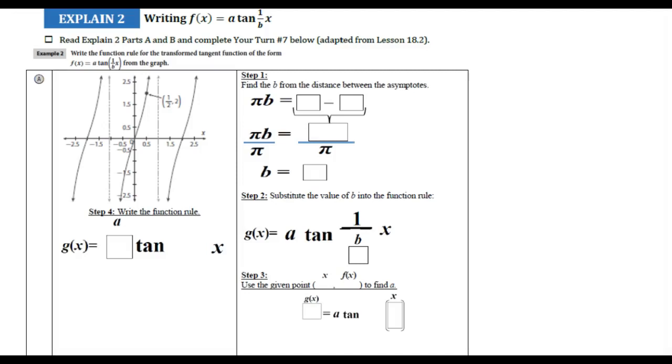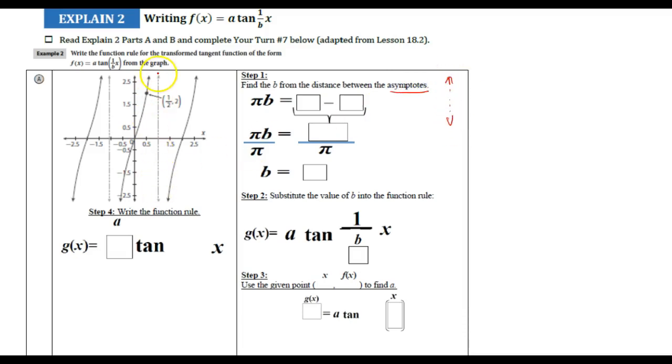Alright, welcome back to 18.2 Explain 2, where we'll be given a graph this time and asked to find the function of tangent. So we'll have to find our a value and our 1 over b value. Okay. First step we're going to do is find the distance between the asymptotes. So remember, our asymptotes are those invisible kind of vertical lines.